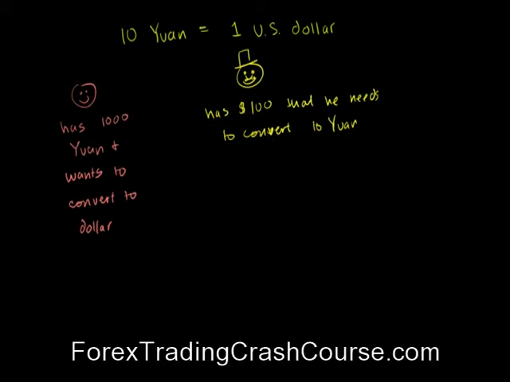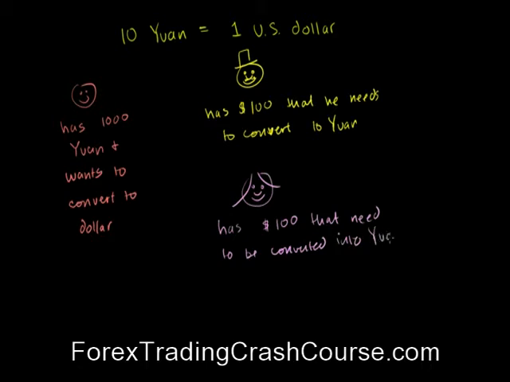And let's say that there's another character over here, and she also has $100 that needs to be converted into yuan. So net, what's happening here?